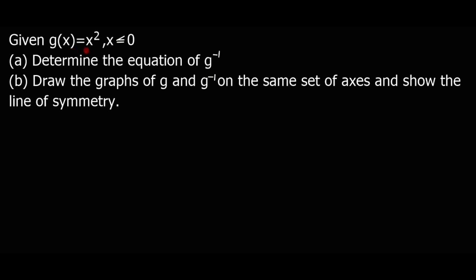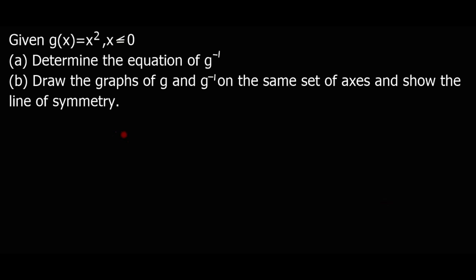g of x equals x squared, and then they give the restriction that x is less than or equal to 0. The values of x start from 0 and then go into the negative side. But in the previous one, x was greater than or equal to 0. But really, they are the same way.